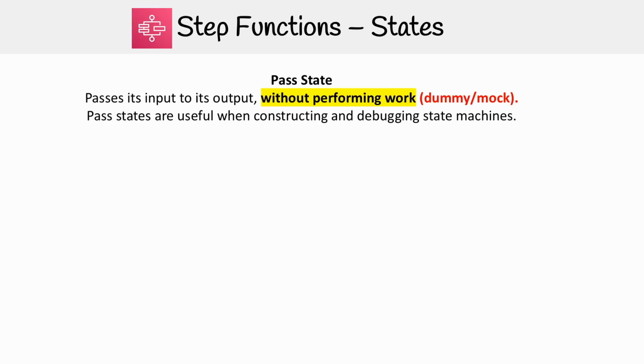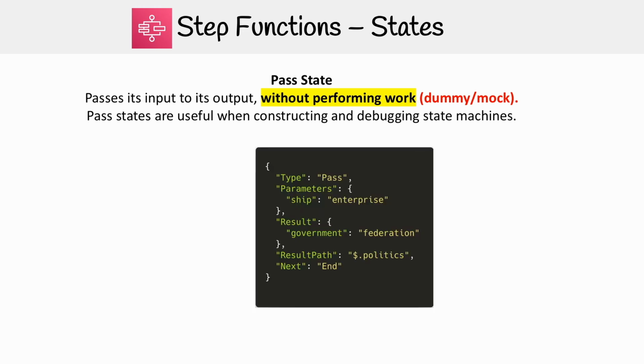And the pass state allows you to pass input to its output without performing any work. So I think of this as a dummy or a mock state, and they're really useful when constructing or debugging state machines. When you look at the example application that is set up for you for step functions when you're first getting started, it's all using pass states. So the idea is we define a type called pass. We can pass it parameters. It's optional, and these are key value pairs, and this is a way of mocking input.